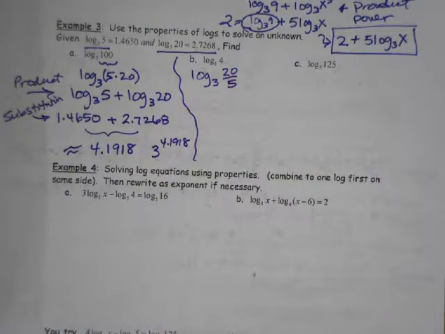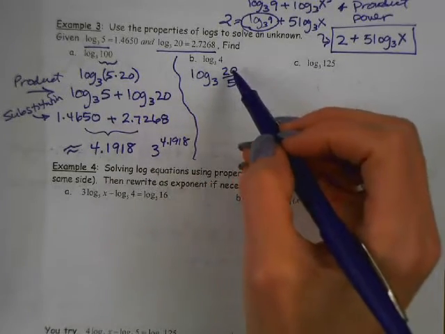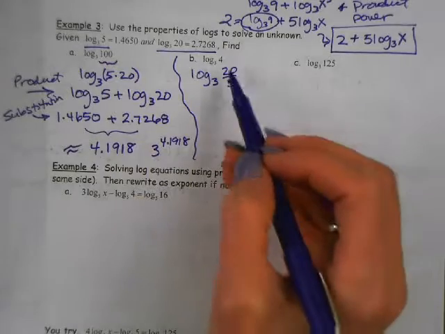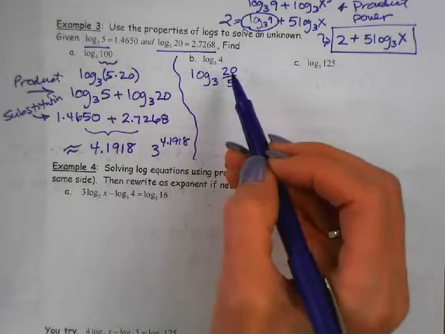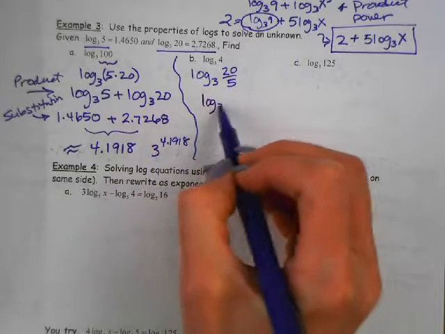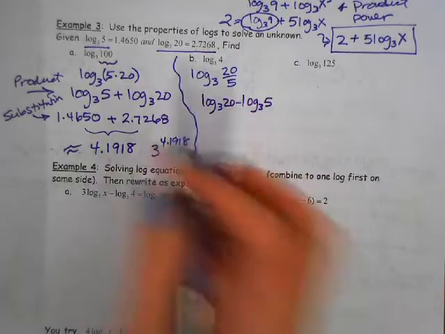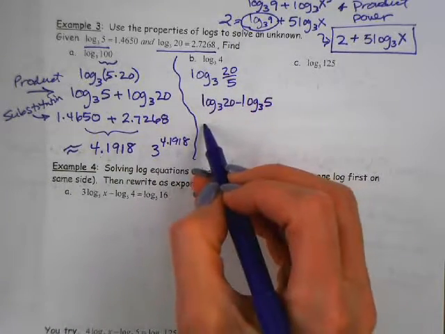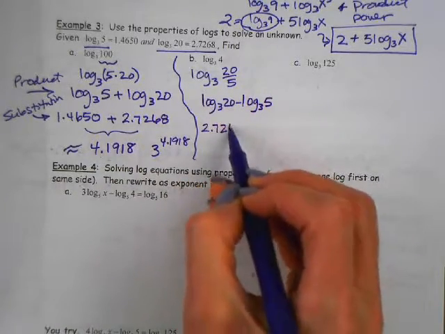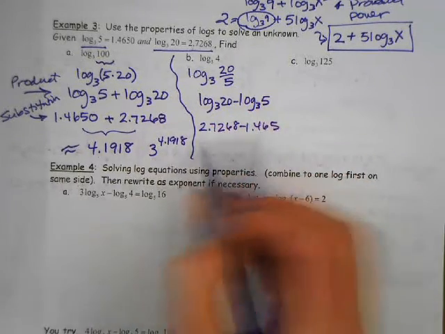Quotient. So see if you can solve this one by using the quotient. Because we decided to make 4 by 20 divided by 5, now I have a quotient going on here. So I'm going to rewrite this part as log base 3 of 20 minus log base 3 of 5. They've given me those values, so I can just substitute: 2.7268 minus 1.465.